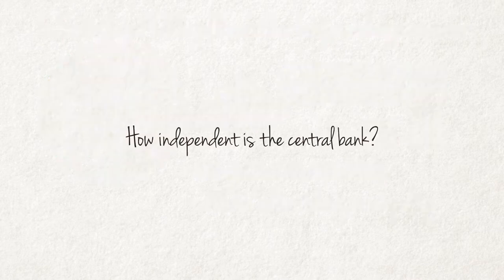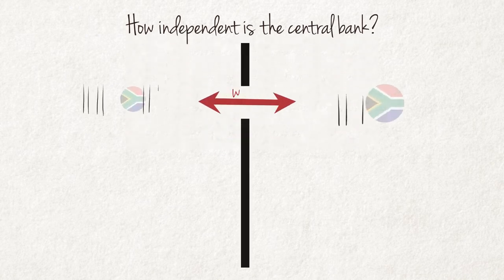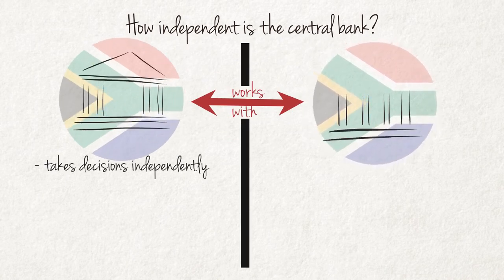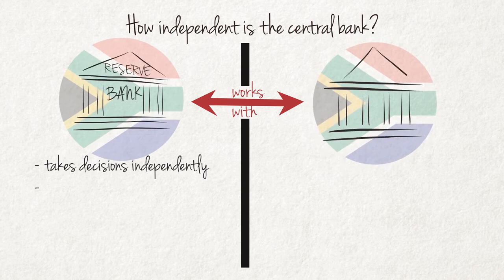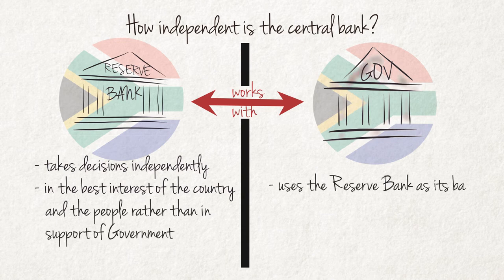How independent is the central bank? The central bank works closely with government but takes its decisions independently from government. This independence ensures that decisions are taken in the best interest of the country as a whole and its entire people, rather than in support of the government. The South African Reserve Bank is also the banker of the central government, which contributes to the special relationship between the central bank and the government.